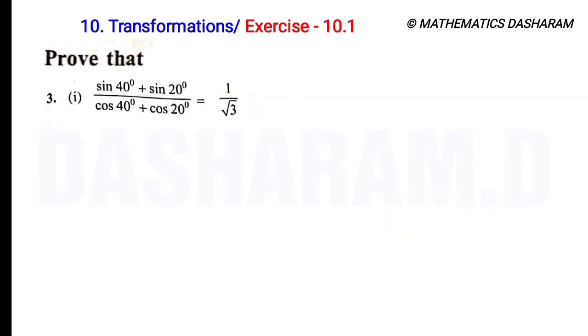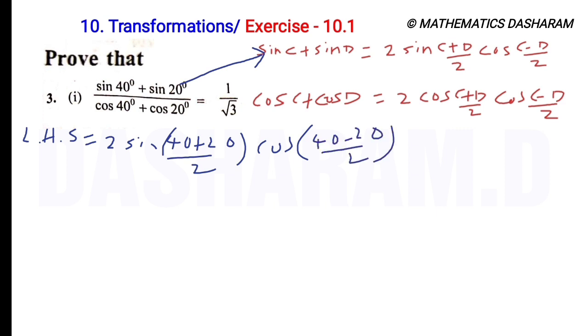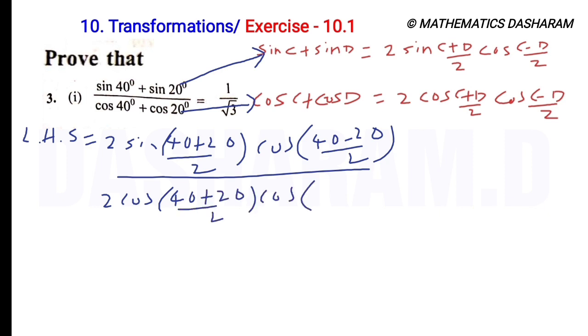Third bit, first problem, sin 40 plus sin 20 divided by cos 40 plus cos 20 equals to 1 by root 3. So for the LHS, apply the sin C plus sin D formula. So then 2 sin C plus D by 2, so 40 plus 20 by 2, into cos C minus D by 2, 40 minus 20 by 2, divided by, for the denominator, the cos C plus cos D formula. So 2 cos C plus D by 2, 40 plus 20 by 2, into cos C minus D by 2, 40 minus 20 by 2.